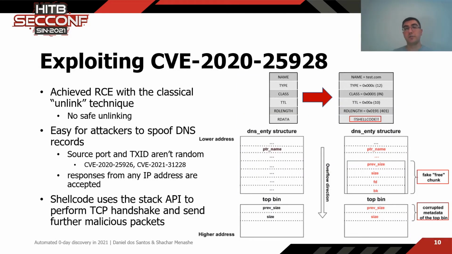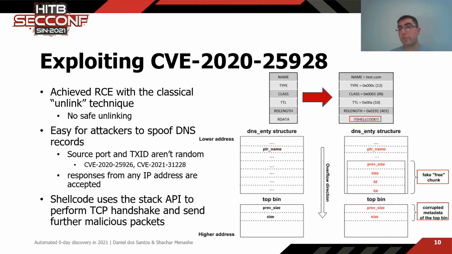safe unlinking. So basically, there's an example of a DNS packet at the right-hand side there, where you have name, type, class, TTL, RD length, and RD data. And basically, if an attacker uses the values that are shown in the figure there, test.com and type, class, TTL, and so on, and then provides an arbitrarily large RD length value, it can then provide shellcode in the packet that will be overflowing the R data buffer.